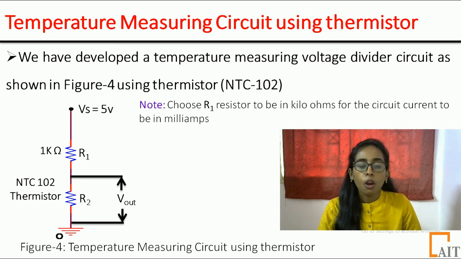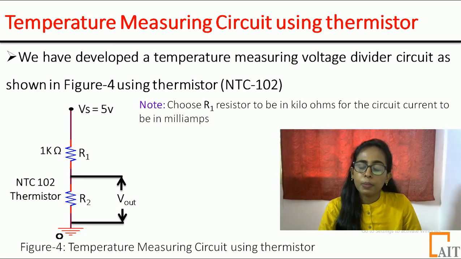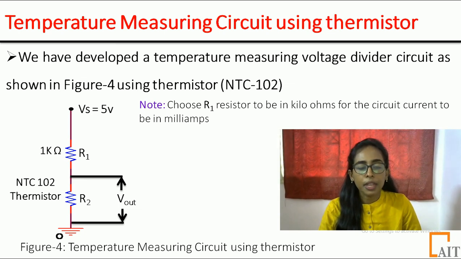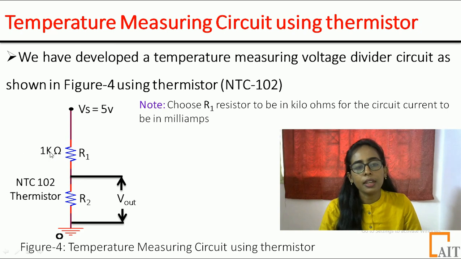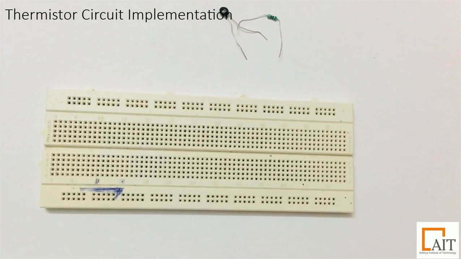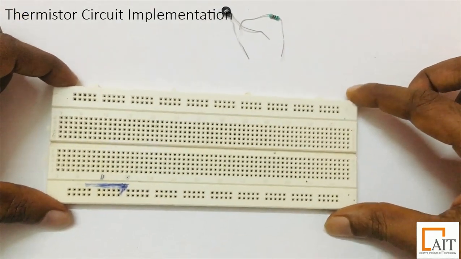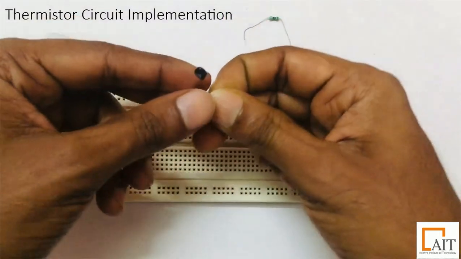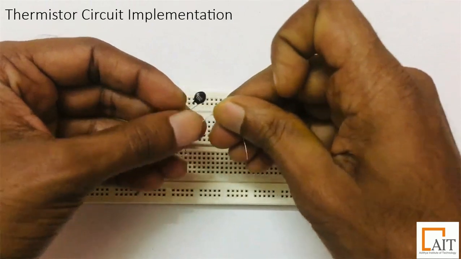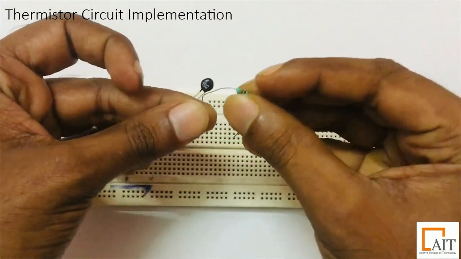Whenever you develop a circuit using a thermistor, you should ensure that the current rating is in milliamps. To do that, we have chosen R1 in terms of kilo ohms to make sure that the current rating is in milliamps. Now we'll start building the temperature measuring circuit using the thermistor. We have a thermistor, we have a 1K resistor. Basically it's a voltage divider circuit.